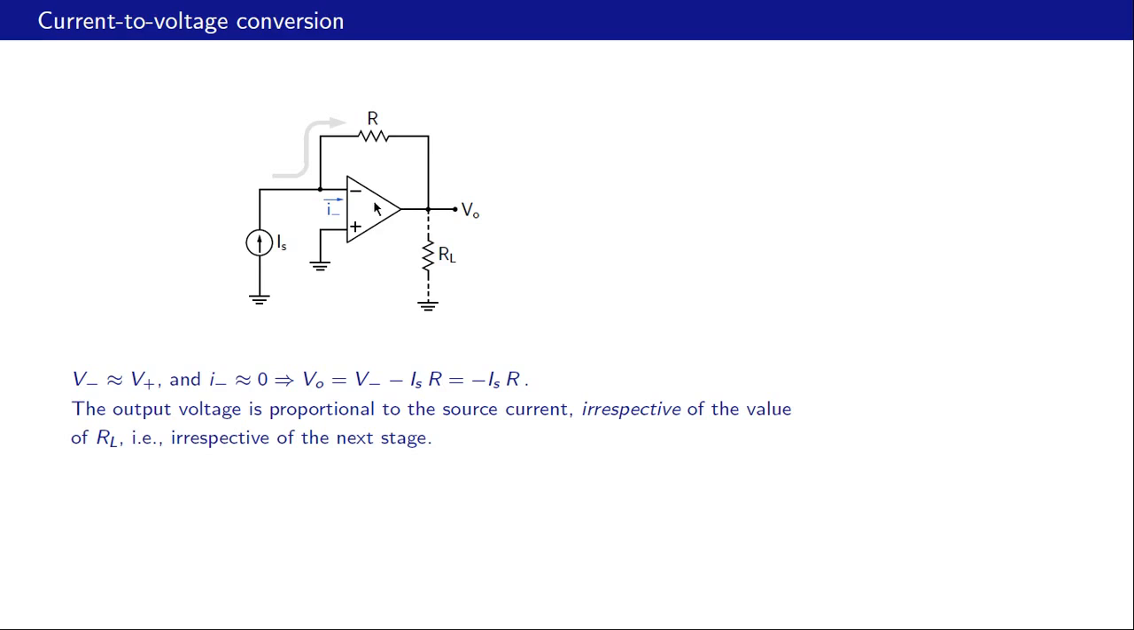And since V minus and V plus are nearly equal, assuming the op-amp to be operating in the linear region, this node is at virtual ground, so therefore VO would be 0 minus Is times R, like that. And note particularly that the load resistance simply does not enter this equation. So this relationship is independent of what we connect as the load, and that of course is what we wanted.